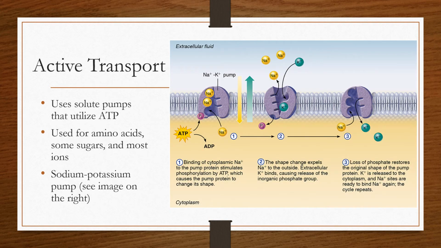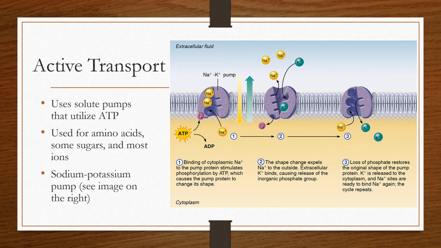So again, solute pumps utilize ATP. Active transport is used for amino acids, some sugars, and most ions. And here on the right, you can see the sodium-potassium pump. It alternately carries sodium ions out of and potassium ions into the cell. This process is absolutely necessary for normal transmission of nerve pulses. So this is a very important function.